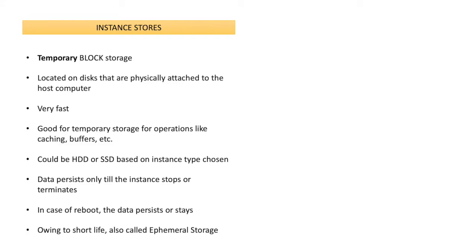But the difference between these two is mainly on the life of the data. If you just require temporary block storage, we use instance stores, because these are located on disks that are physically attached to the host computer, and that is why they are very fast.